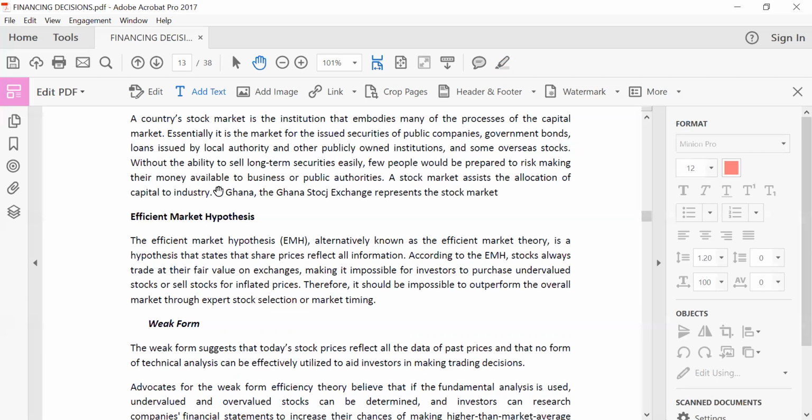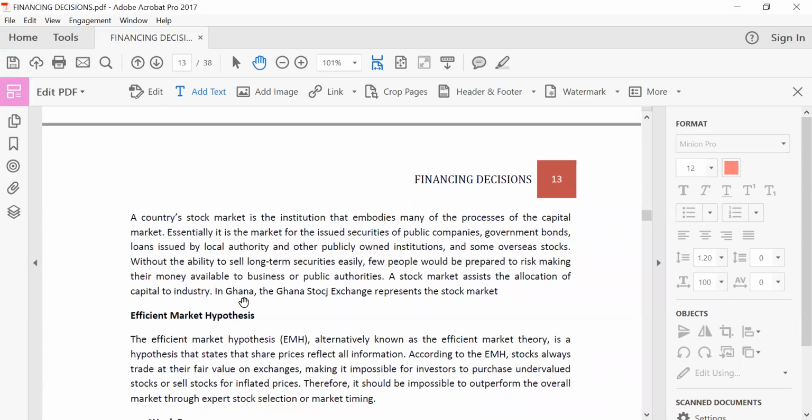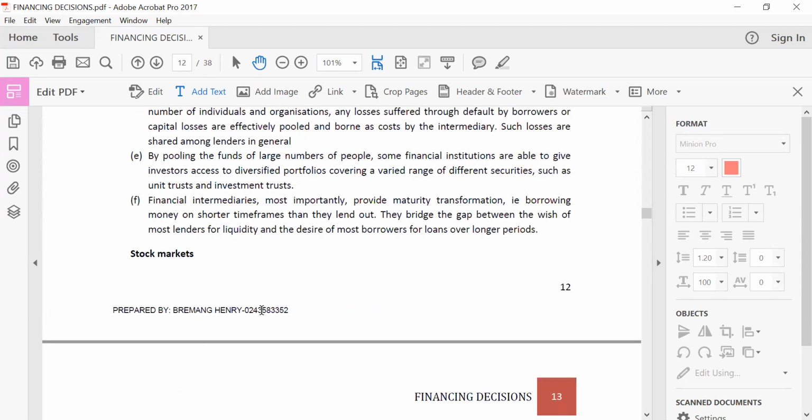Efficient market hypothesis. Cristiano Ronaldo, my very good gentleman, actually pushed 2 bottles of Coca-Cola and $4 million US was lost. That is really sad.